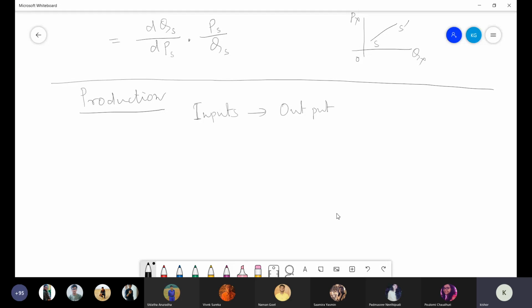Like while producing this pen, you might be using, say, labor services. You might be using different raw materials like I mentioned plastic, like steel, like your ink, like different colors, and so on. Then along with that, you might be using other inputs like a machine. You might have a factory or production unit where you are producing it, meaning you might have a building. So in that way, there are n different inputs.